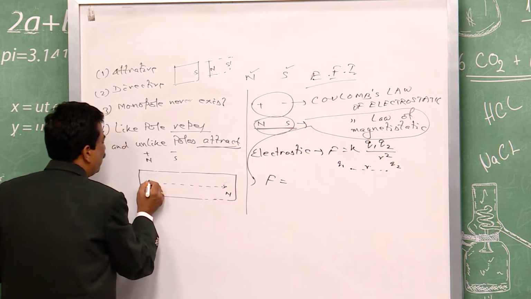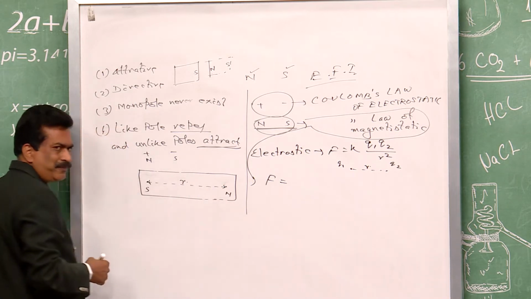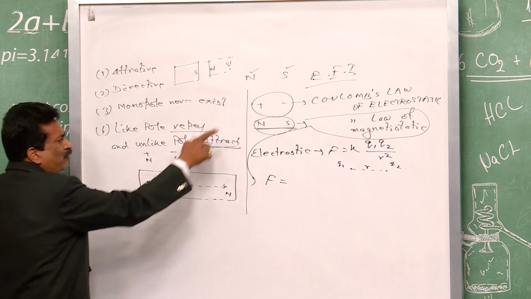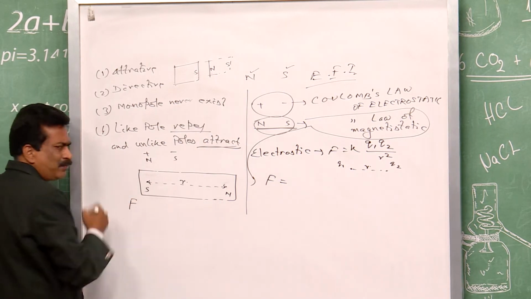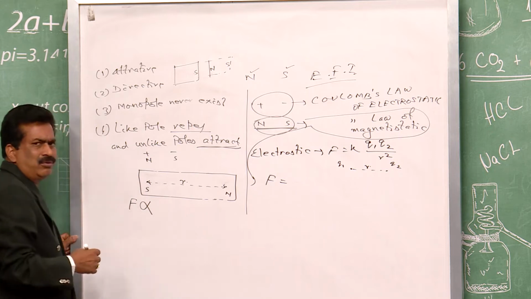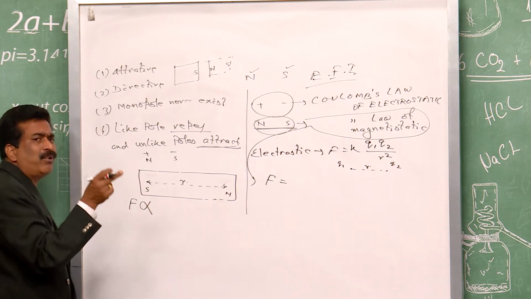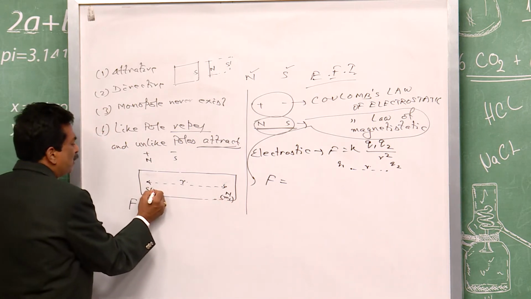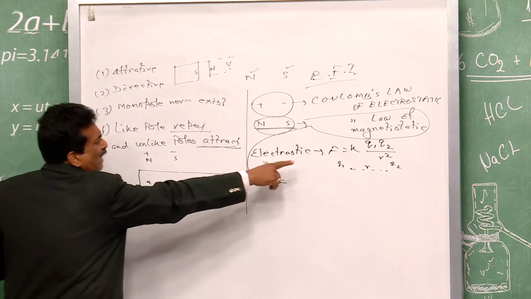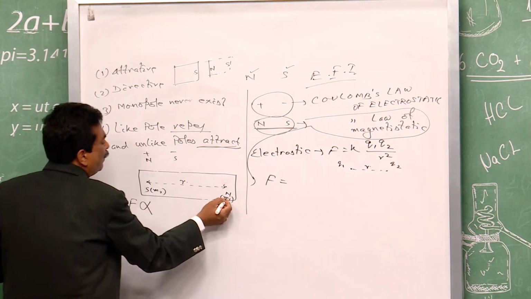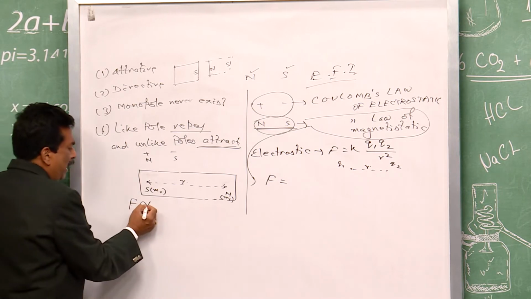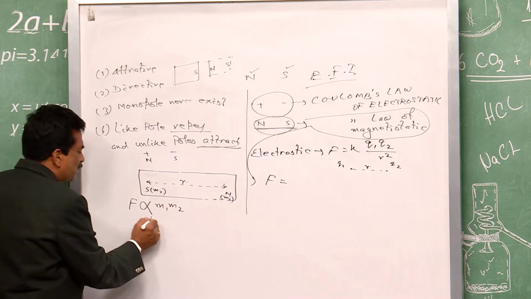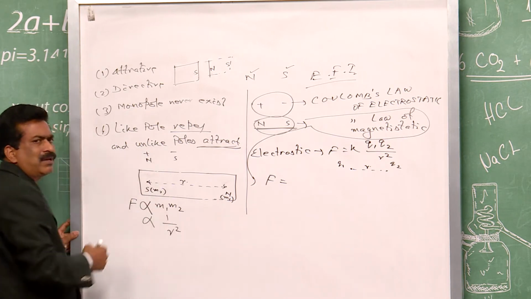Say the distance between them is equal to R. So in between the two poles, there will be a force. And that force was given by Coulomb, and that force F is proportional to the product of their pole strengths. Suppose this pole has a pole strength of M1 and this one M2, likewise, as I said, Q1 and Q2. If it is M1 and M2, then F is proportional to the product of the two charges and inversely proportional to the square of the distance.